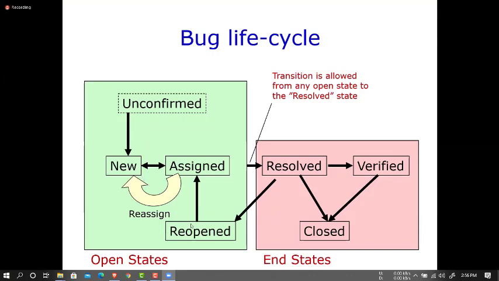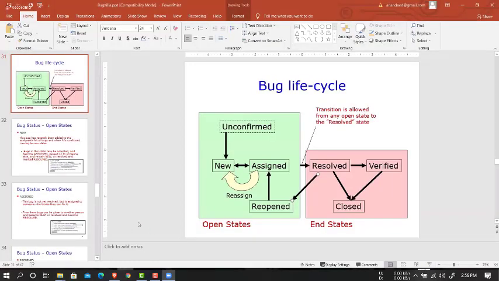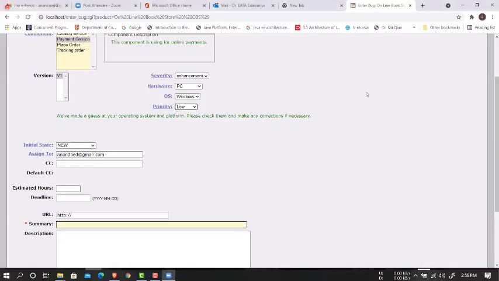Reopen means its solution is rejected, so it's an open state. So then we go back to the tool again. So we select the state: unconfirmed, new, assigned.